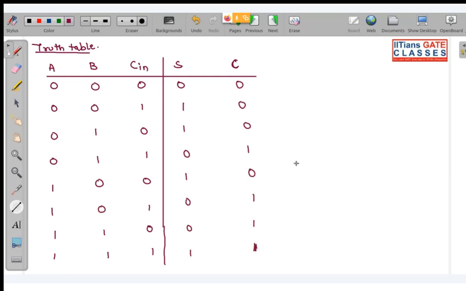Now let us make the K map for sum and carry and see what the expressions for S and C are. I should write this as C out because this is carry out, and this is carry in.